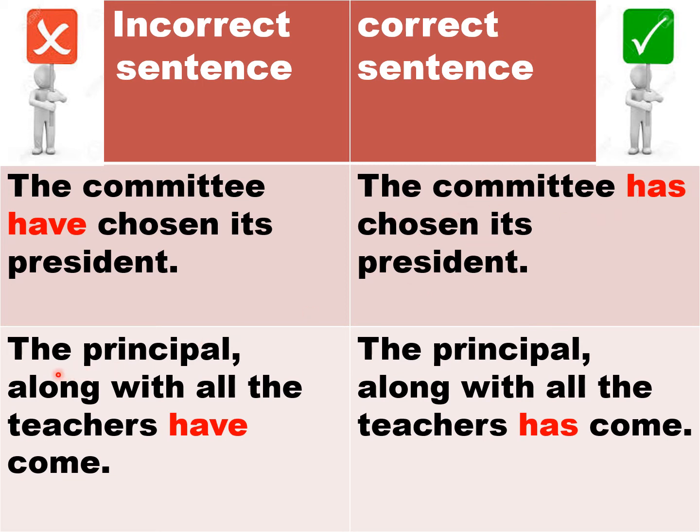Next one, the principal along with all the teachers have come. The principal is singular. See, we have the phrase along with. When using the phrase along with, the verb should agree with the first subject. The first subject is the principal. It is singular, so we must use a singular verb has. The principal along with all the teachers has come.